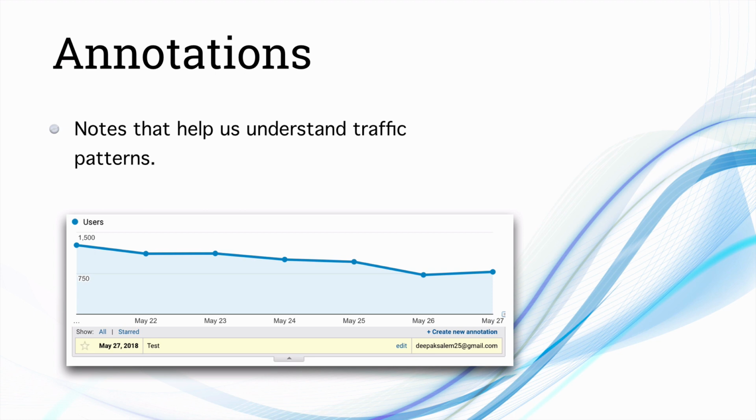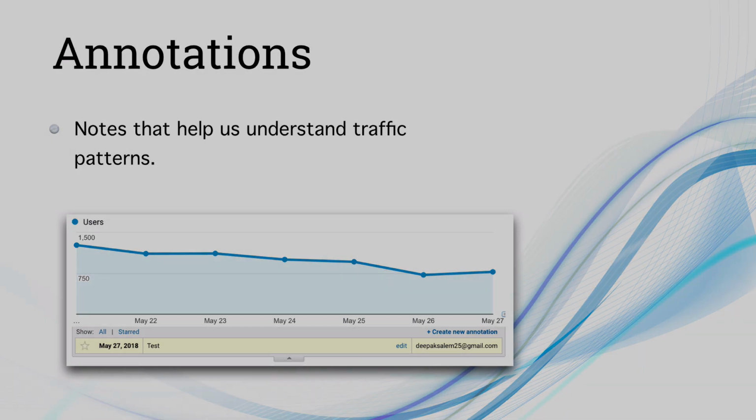The first one is annotations. Annotations are notes that help us understand traffic patterns. You can enter annotations inside your analytics account. In one of the videos, I will also show you how to do it. Here you can see that there is an annotation called test. If there is a traffic spike on just one of these days inside your analytics account, and this spike in traffic is because of an offline campaign that you did, you might not be able to understand why this traffic spike occurred if you are looking at your analytics account maybe 6 months or 1 year down the line. So annotations help us record why a traffic spike or a traffic dip occurred.